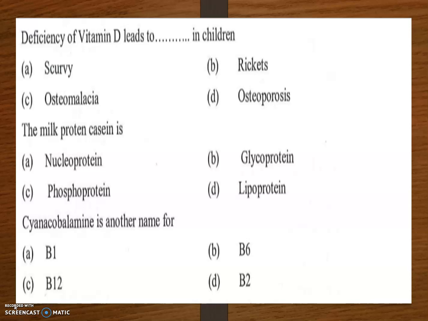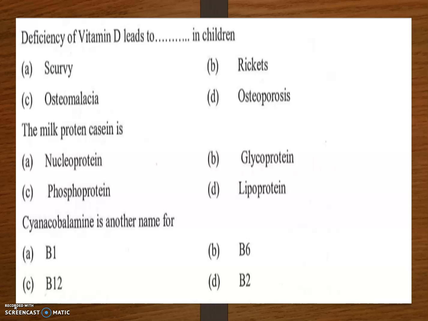And what is scurvy? Scurvy is also a deficiency disease which is caused due to the lack of vitamin C. Vitamin C is also an essential dietary nutrient and it is a water-soluble vitamin and it exists in the form of ascorbic acid and its deficiency leads to the disease scurvy. And osteomalacia and osteoporosis are also diseases which are due to the deficiency of vitamin D, low calcium deposit, low mineral density, etc.